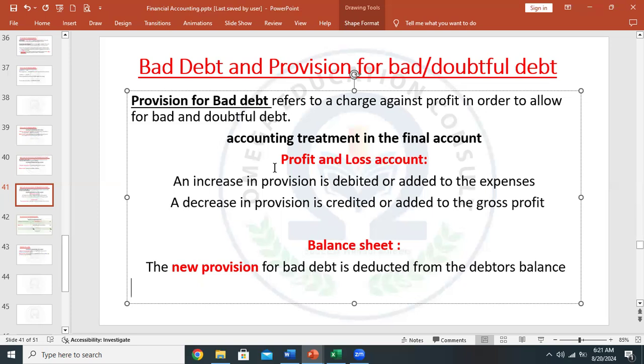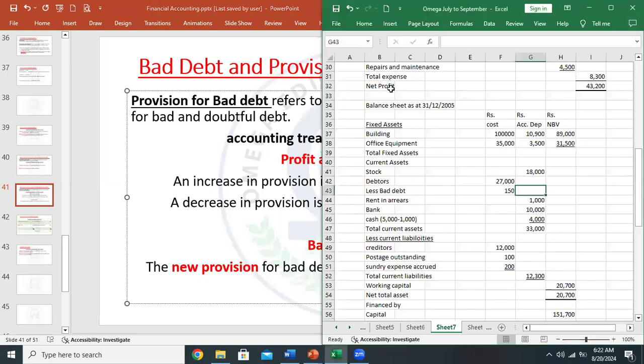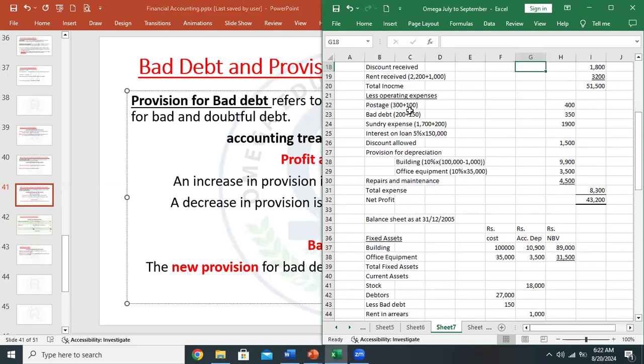And if you are increasing the provision, you still need to go to your profit and loss account and less it. How do you do that? By adding it to your expenses. So under your operating expenses, you indicate increase in provision for bad debt. Again, when you go to the balance sheet, you less it from the debtors figure.